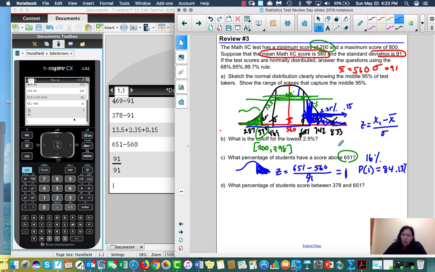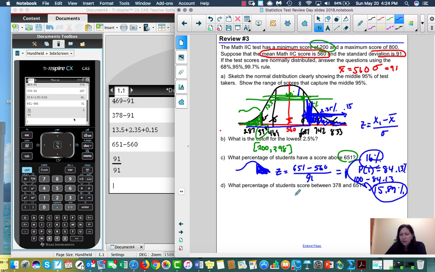So now all you have to do is go 100% minus your 84.13, and I get 15.87%. So if you look at this exactly, this is a lot more accurate, 15.87 than 16, but still very close, and you would get full credit for that.